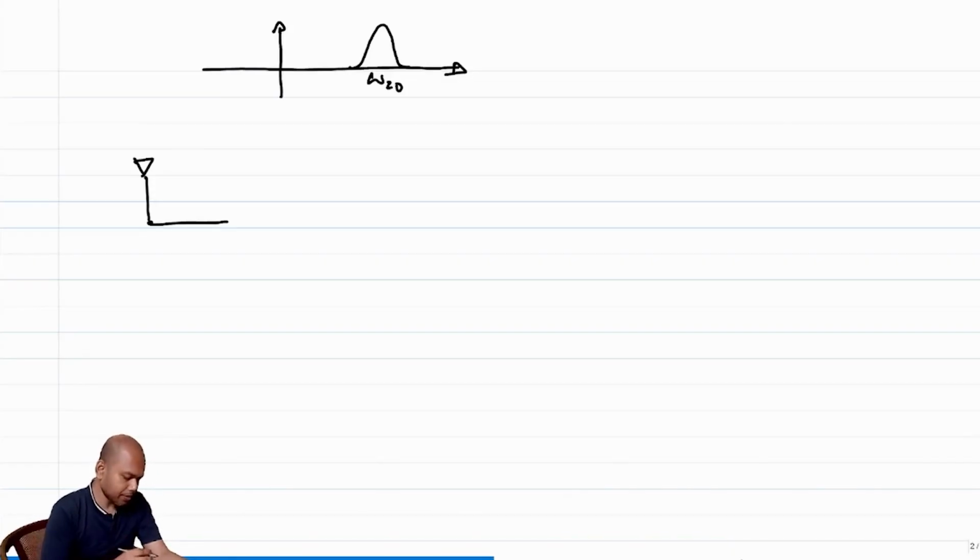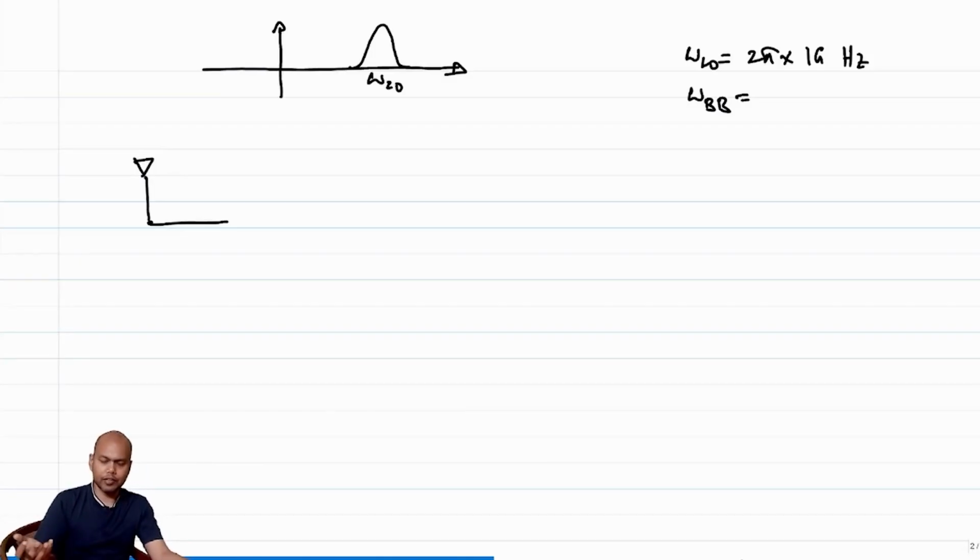Just to take an example, let's say omega LO is 2 pi times 1 gigahertz, that is, f LO is 1 gigahertz. And a typical example of omega BB, if it's a voice signal, is a few kilohertz. If it's a video signal, a few megahertz. I'll just say it's approximately 2 pi times 1 megahertz, let's say.